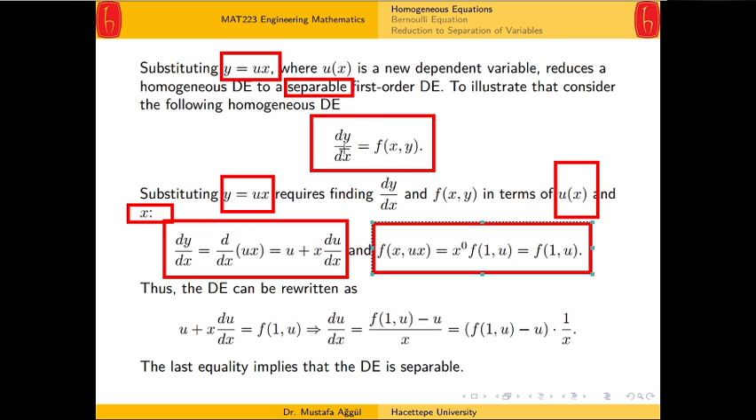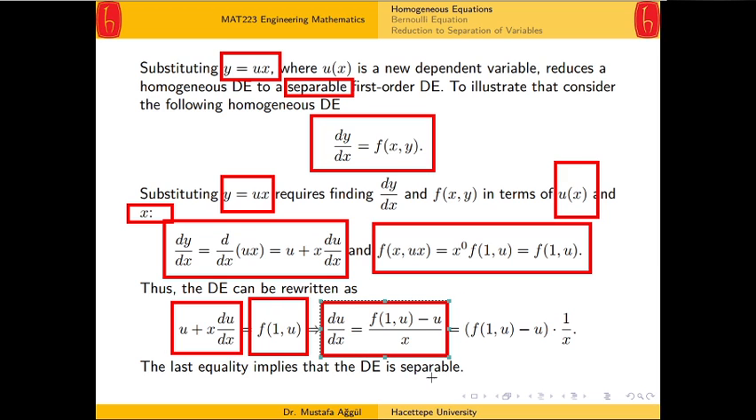On the left hand side we have the dy dx, and we found it here on this part, and we have f of x comma y, and f of x comma y is equal to f of 1 comma u, because we have found it this way, okay. So if you move u to the other side and divide everything by x, we will end up with this expression, and then this expression can be rewritten as f of 1 comma u minus u times 1 over x, okay. So this is a function of u, okay, all alone, and this is a function of x alone.